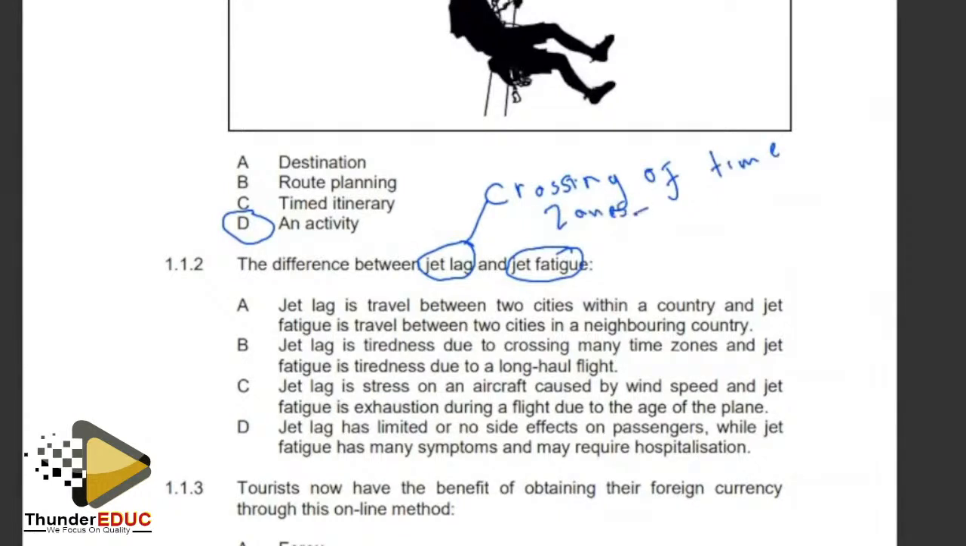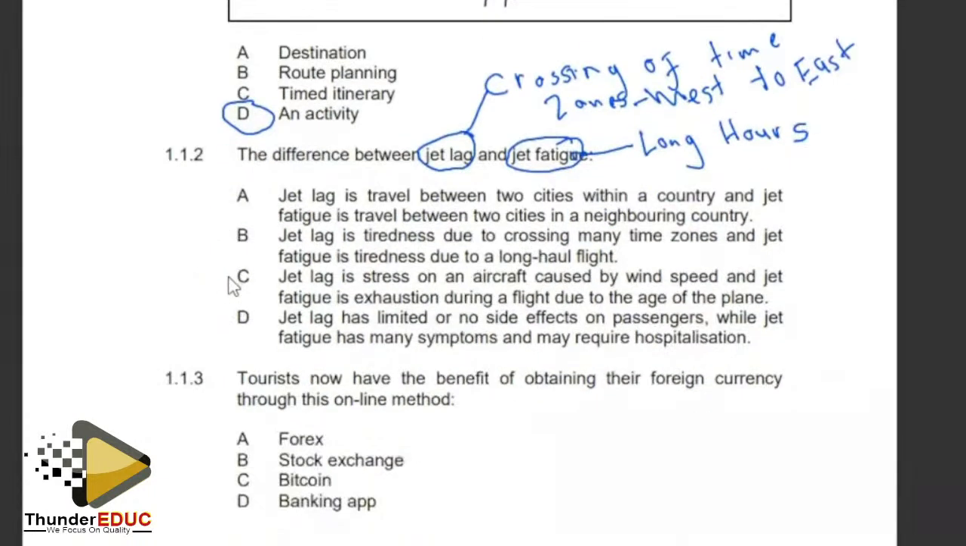Then in addition to that, when you travel from west to east, you get jet lag. Then on the other hand, let's explain what jet fatigue is. When you only travel long hours. So jet fatigue is caused by a situation whereby you fly for a long period of time.